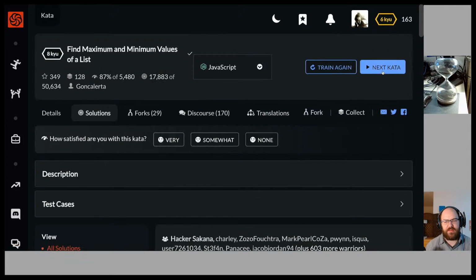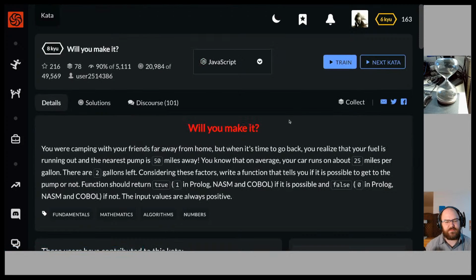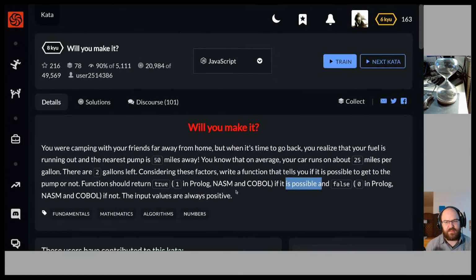Go back. Go to the next one. 8kyu, Will you make it? You were camping with your friends far away from home, but when it's time to go back, you realize that your fuel is running out and the nearest pump is 50 miles away. You know that on average, your car runs about 25 miles per gallon. There are 2 gallons left. To consider these factors, write a function that lets you know if it's possible to get to the pump or not. Functions should return true, or 1 in certain languages, if it is possible, and false, or 0 in certain languages, if not. The input arrays are always positive. Okay, we'll try.